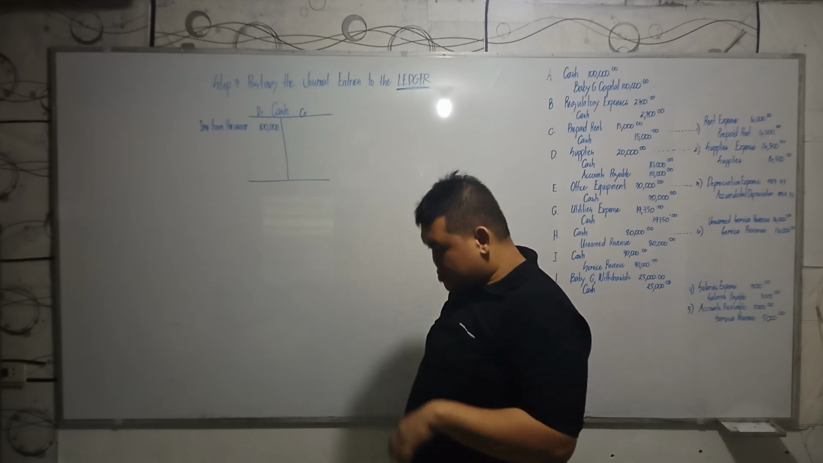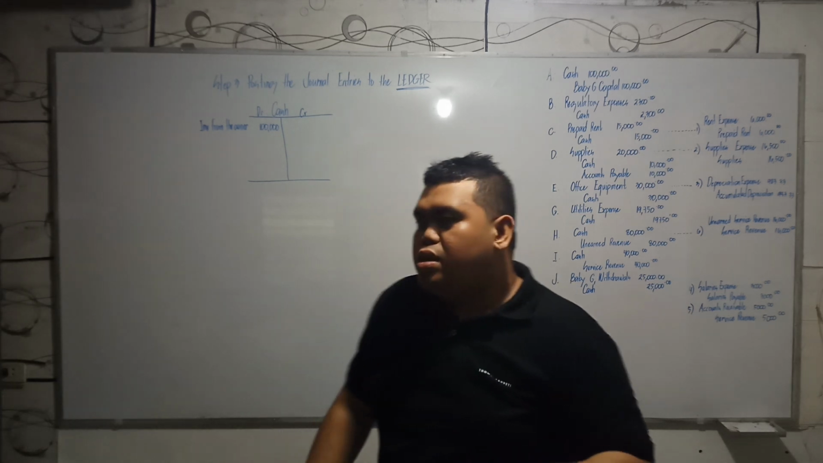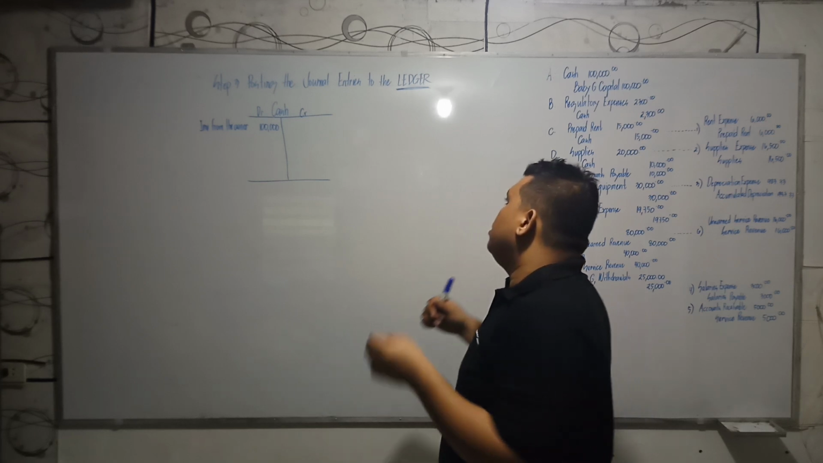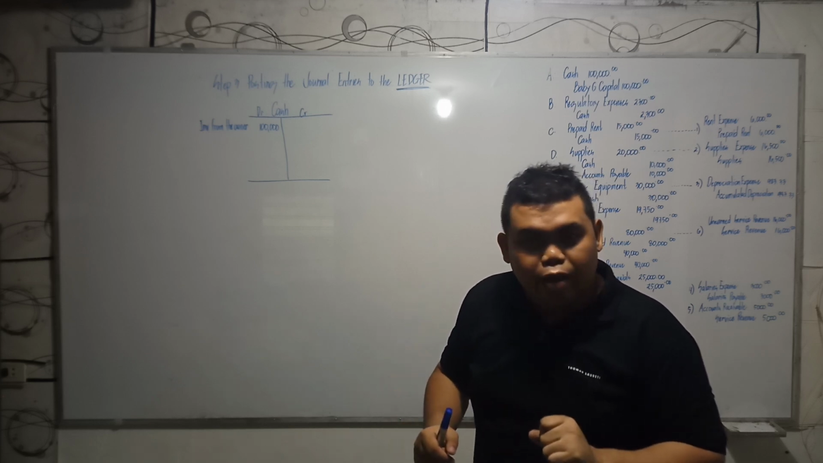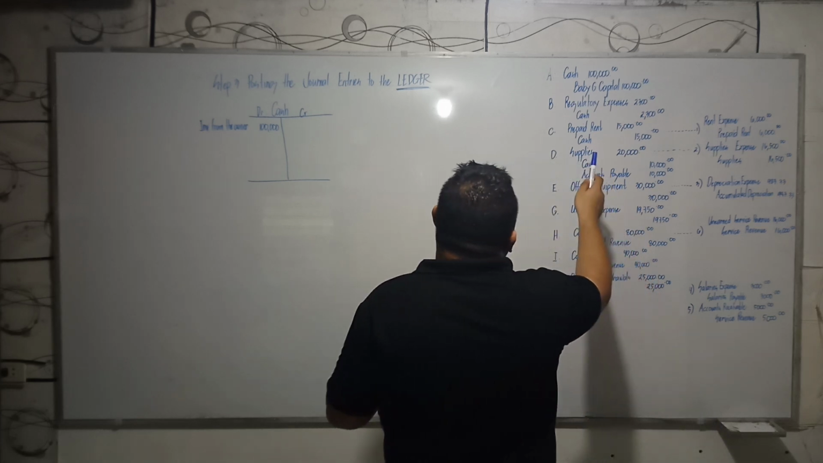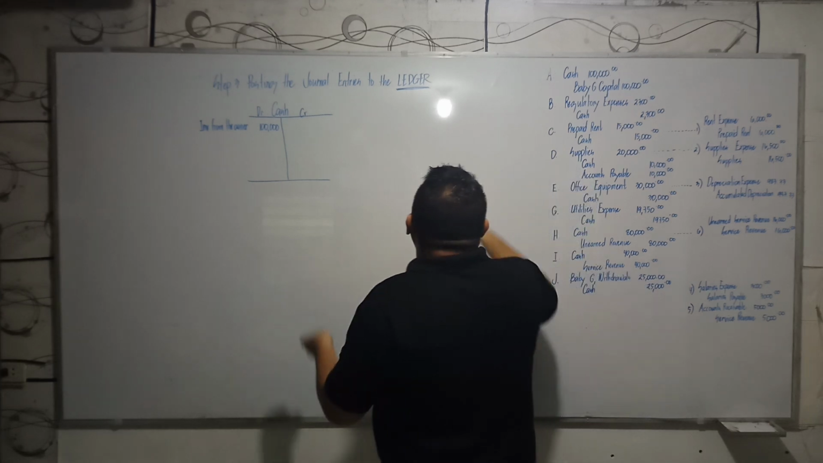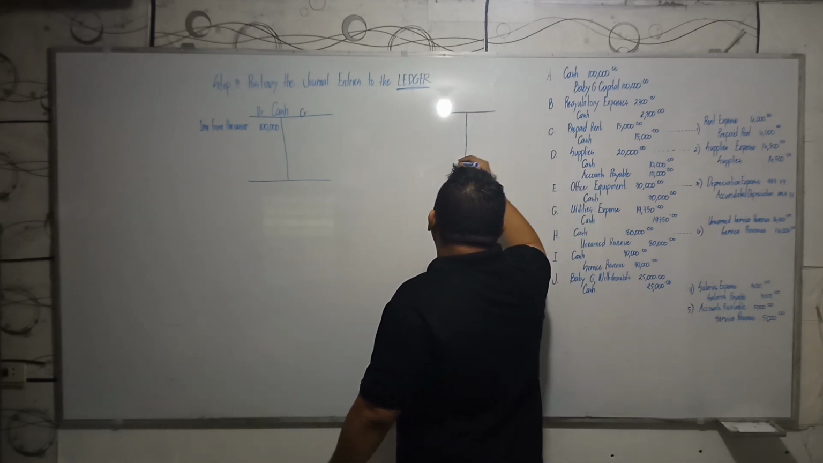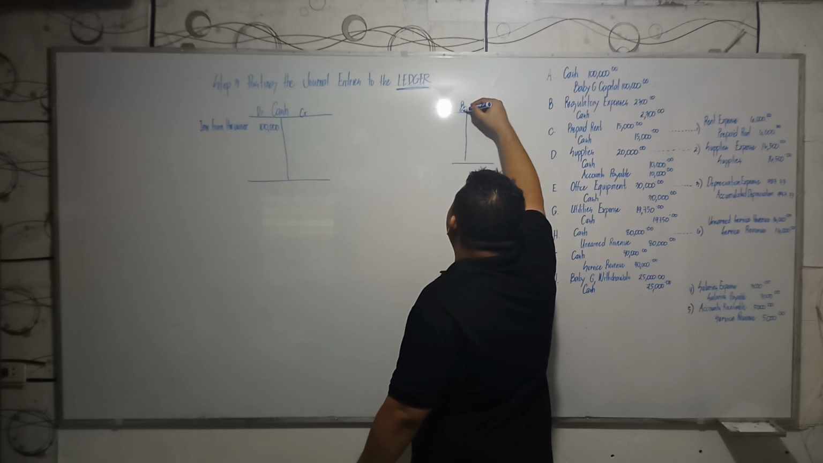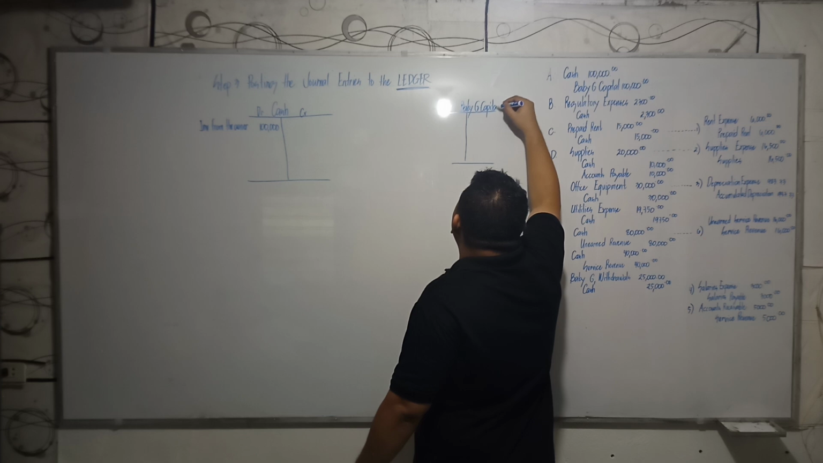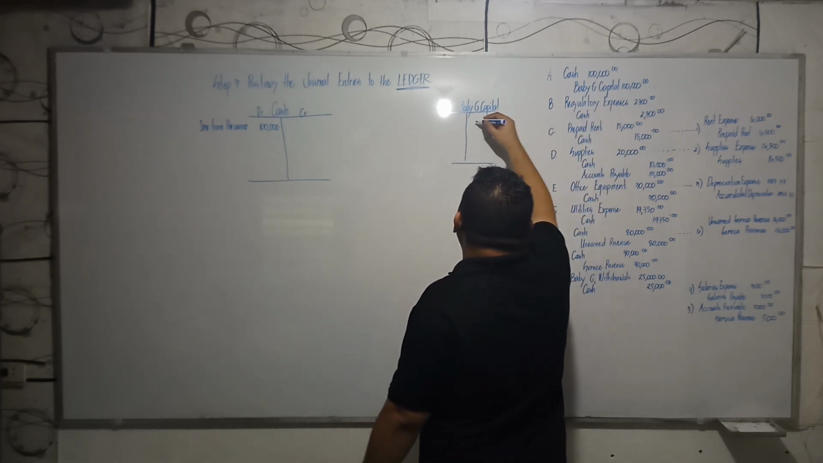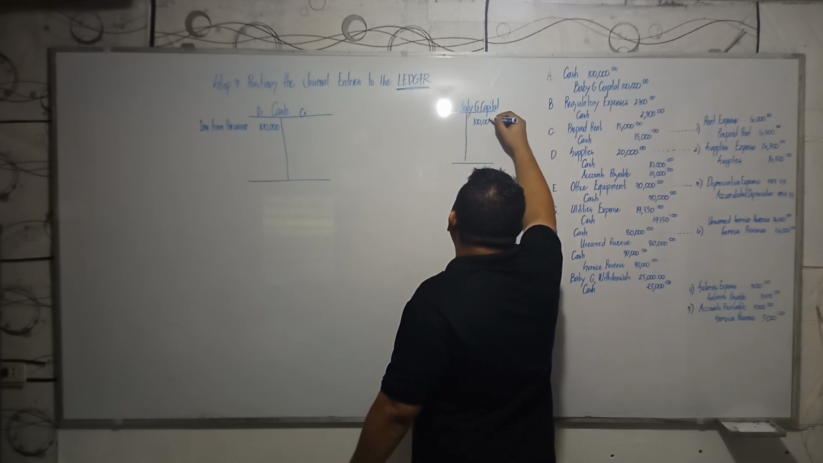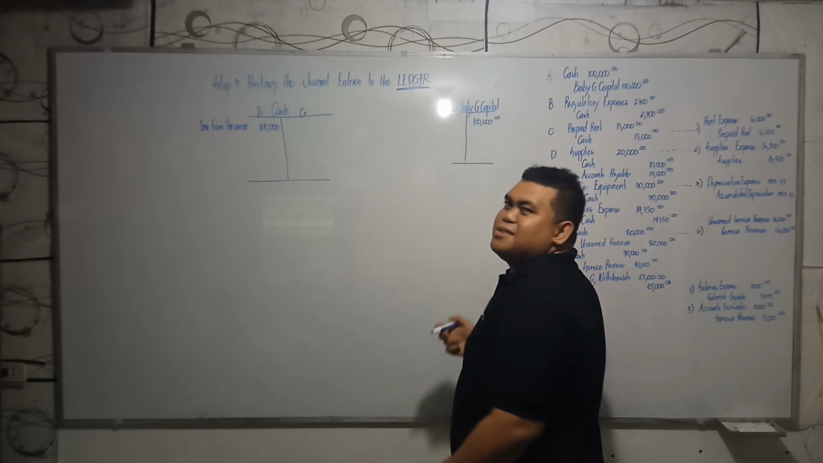Okay? So, let me also emphasize, guys, that we are just going to use the plain T account for the rest of the accounts. Okay? Now, we have BBG Capital. You have to make another T account because BBG Capital is different from cash. Okay? So that's basically posting. It's on the credit side, so you have to put that on the credit side. So that's basically the posting.